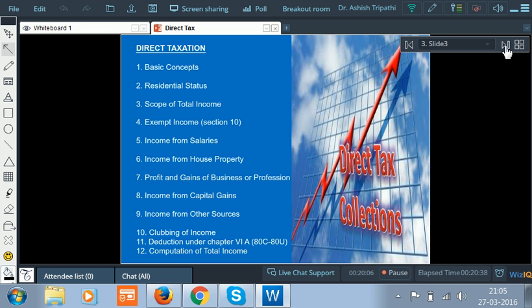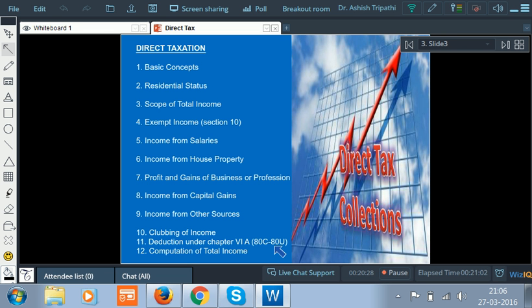The last chapter is computation of total income. The last chapter under direct taxation is computation of total income. Now what is computation of total income? Take the total of all income: income from salary plus income from house property plus profit and gain of business or profession plus income from capital gain plus income from other sources.